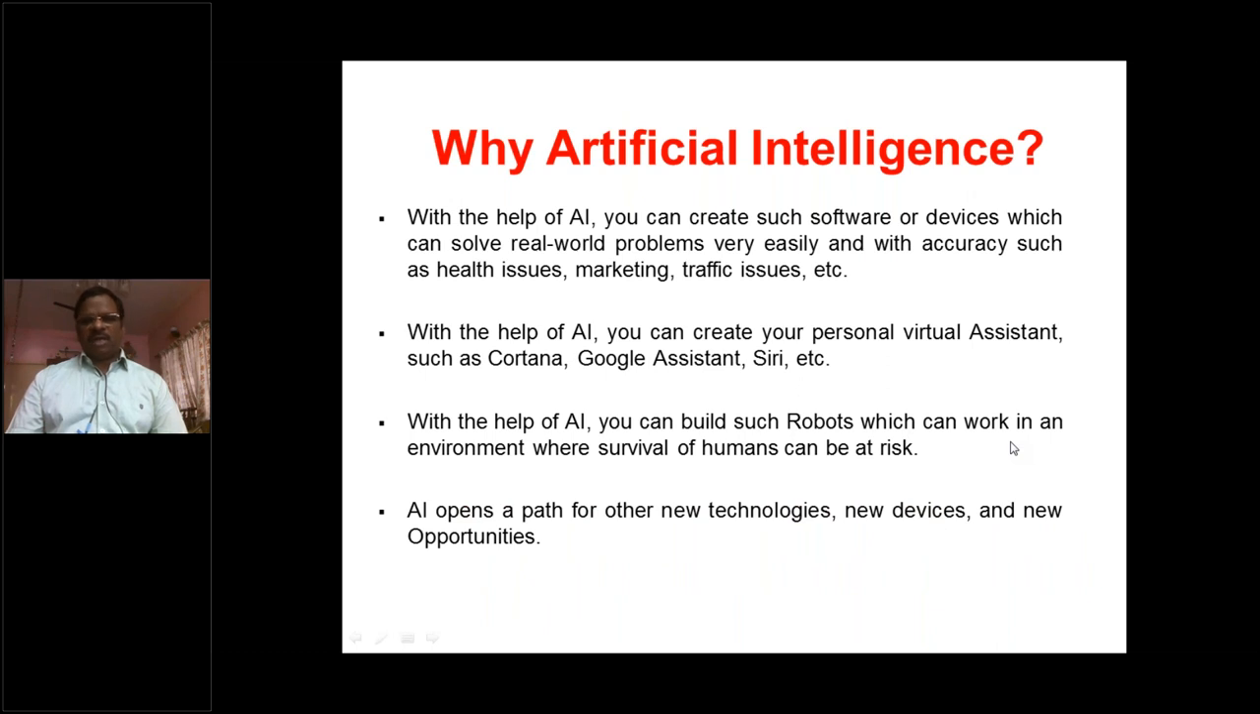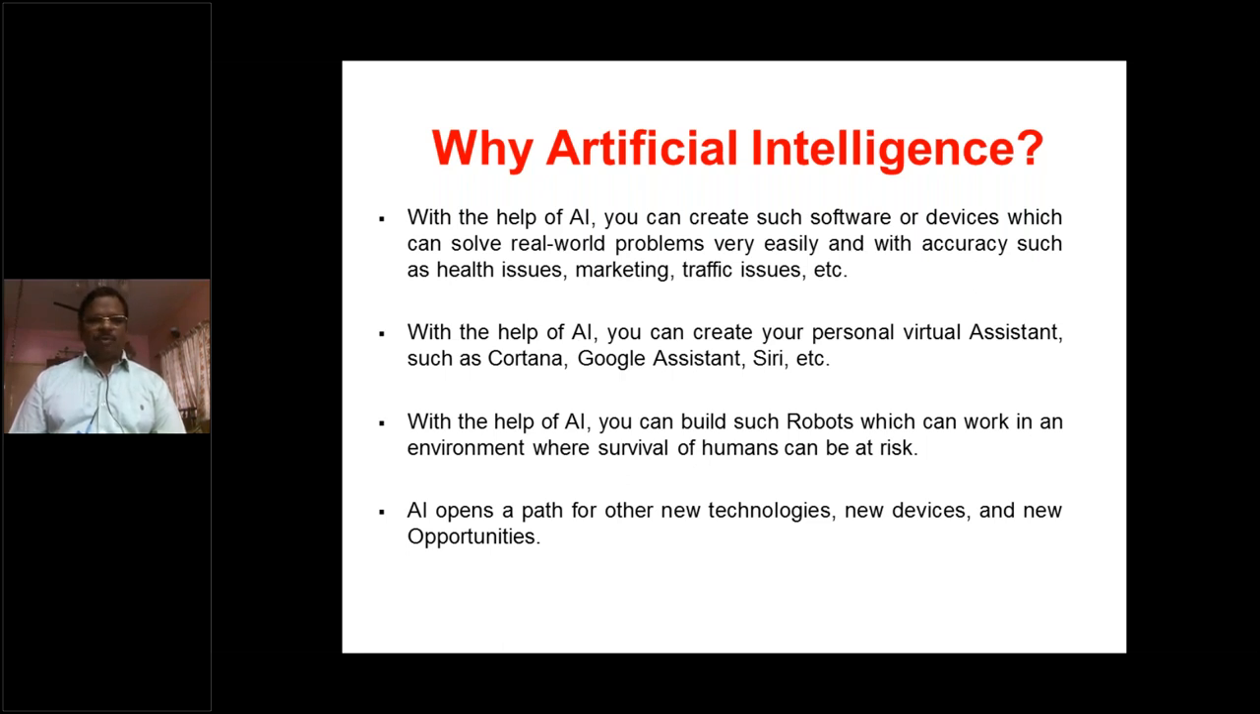Now, why do we require artificial intelligence? With the help of AI, we can create software or devices which can solve real world problems very easily. We can solve real life problems with 90 to 100% accuracy. Such systems are mostly used nowadays for health issues, health diagnosing methods, the health department and marketing, and in order to analyze traffic information and traffic issues, we use AI techniques.